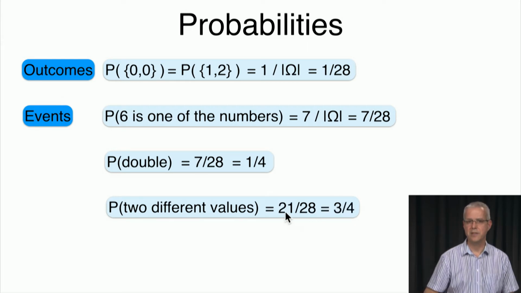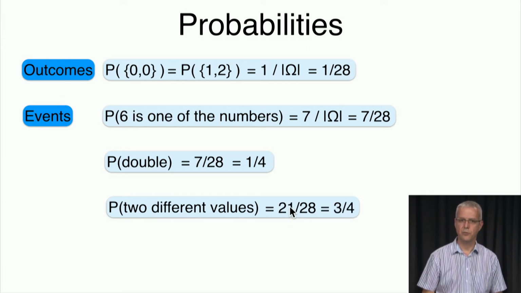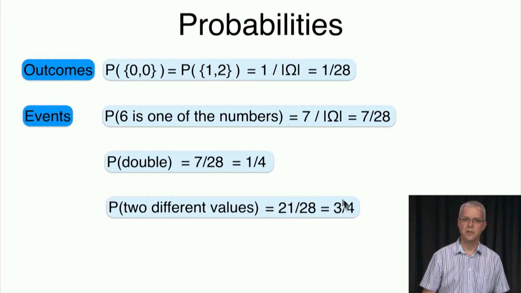And we could have arrived at this number 21 in a different way. Again, we had done it before. We need to pick 2 different values out of the 7, which, as we saw in the previous slide, was 7 choose 2, which is 21. So this probability is 3/4. Okay, and so this gives us some ideas about how to calculate probabilities for dominoes.